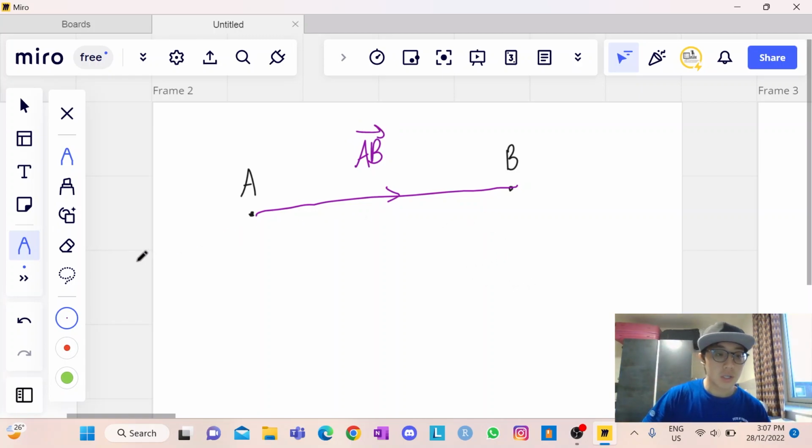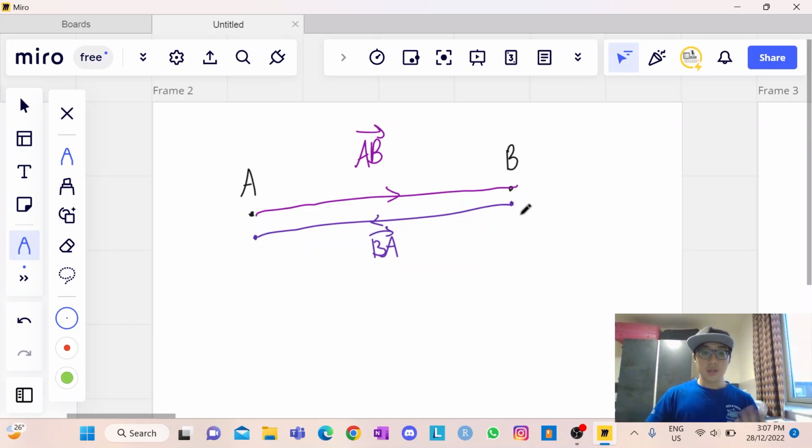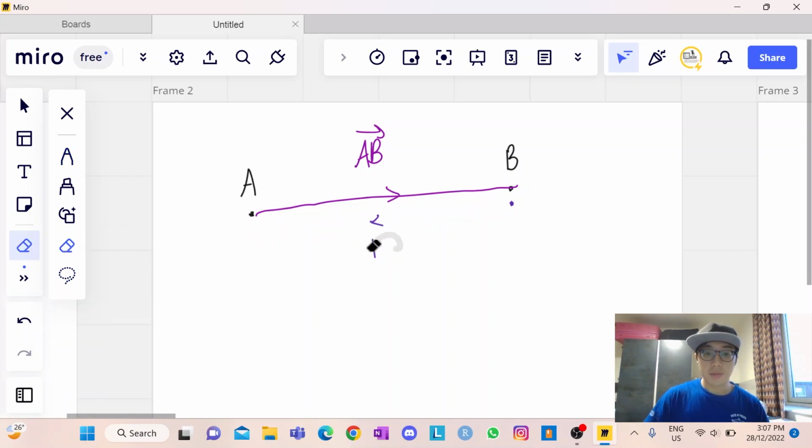Okay, so in other words, if we are going back from B to A, then this will be BA. It's just that simple. It's just your beginning and your destination, and then the arrow that shows the direction that you are moving. So this is the number one thing you need to know, which is the direction.